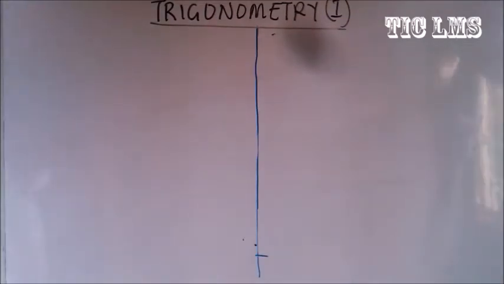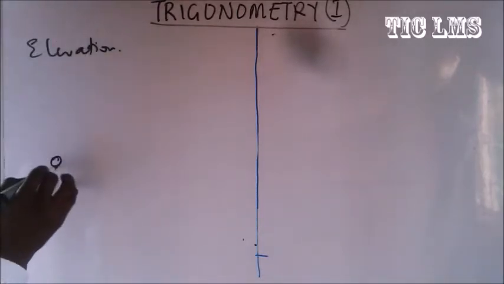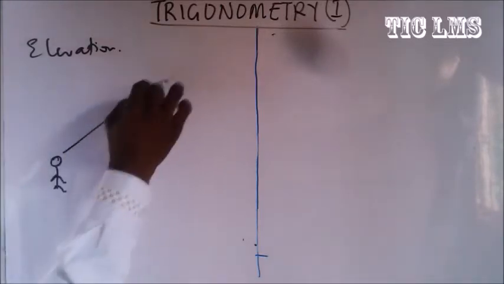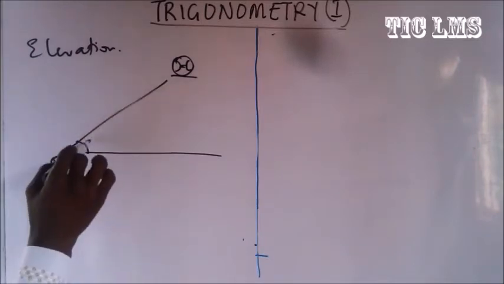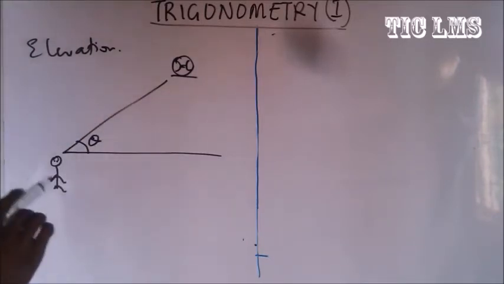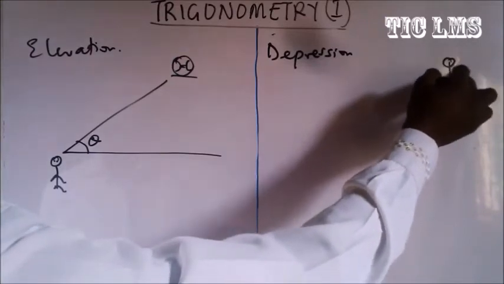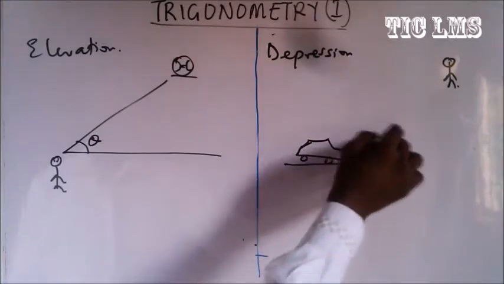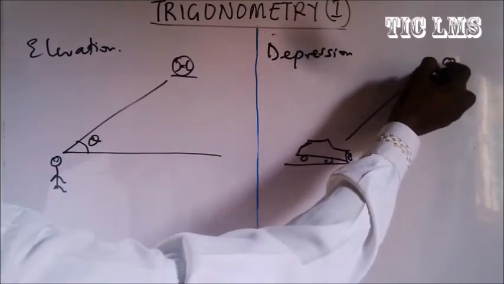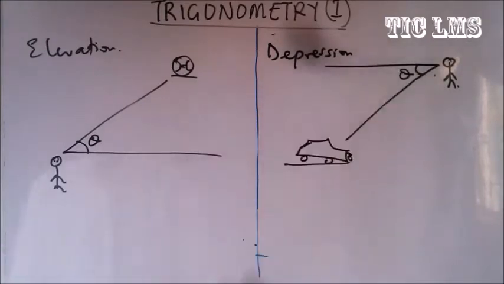Alright, so when we talk about elevation and depression. Elevation means that there's someone down looking up at an object. The angle of elevation of this particular person is equal to the angle that this line makes with the horizontal. This is what angle of elevation means. Then angle of depression is simply when a person is up and looking at an object that is down. Now, the angle of depression is equal to the angle between this line and the horizontal. And so this is the angle of depression.